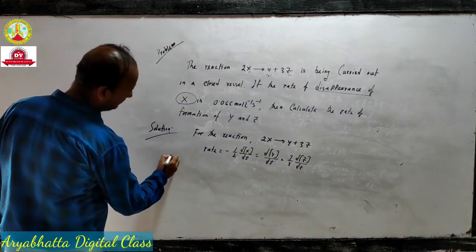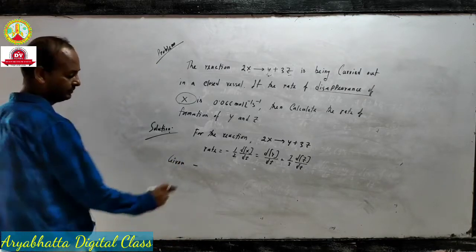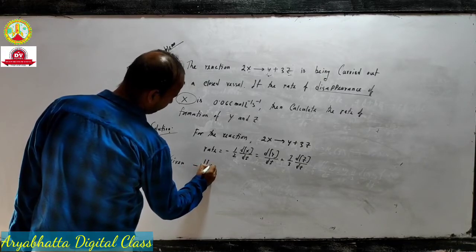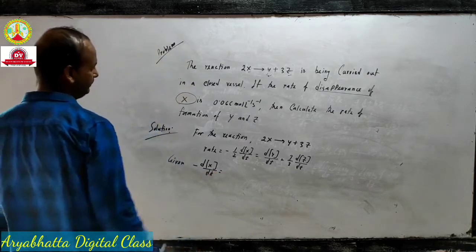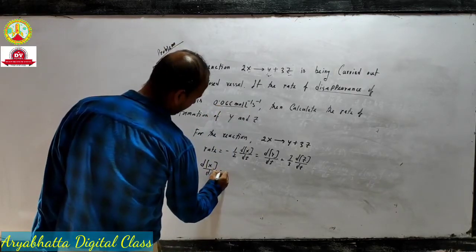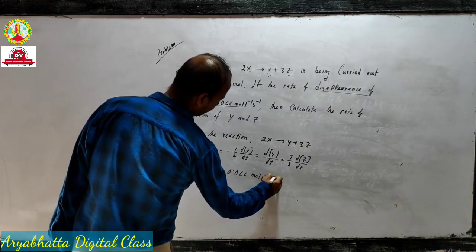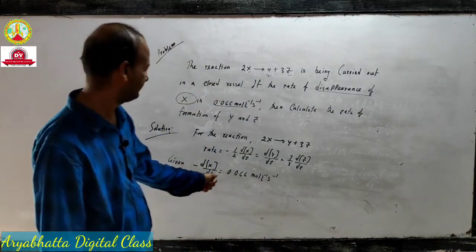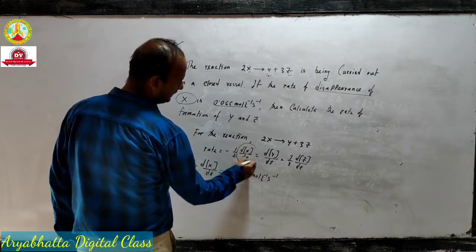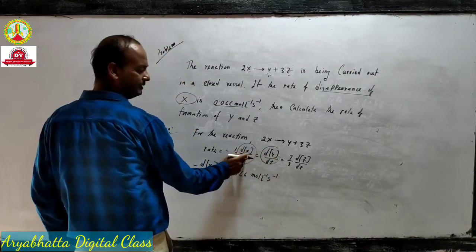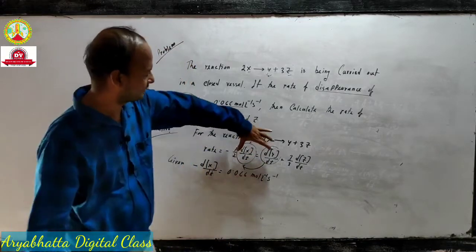Now look, the value of what is given? The value of x is given. Rate of disappearance, this will obviously be minus, the rate of disappearance dx by dt. What is the value of this one? The value is 0.066 mole liter inverse second inverse. Okay, the value of dx by dt is 0.066 mole liter inverse second inverse. Just compare this to this; this is just a comparison of these two parts.